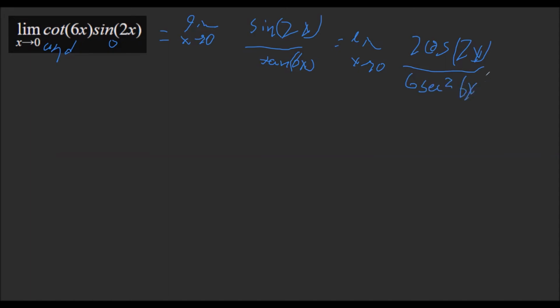If you're curious as to how I got this, I've uploaded a video in the past going over all the derivatives and antiderivatives of trig and inverse trig functions, so go ahead and watch that video. But from here, we still have to find this value. The limit as x approaches 0 of 2 cosine 2x is equal to 2. And the limit as x approaches 0 of 6 secant squared 6x is equal to 1. So the limit as x approaches 0 of cotangent 6x sine of 2x is equal to 2.